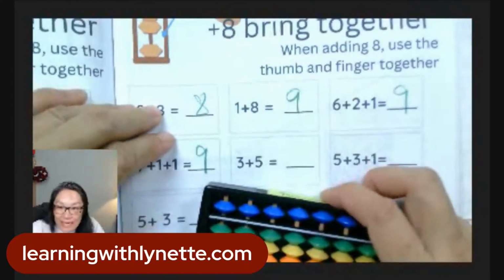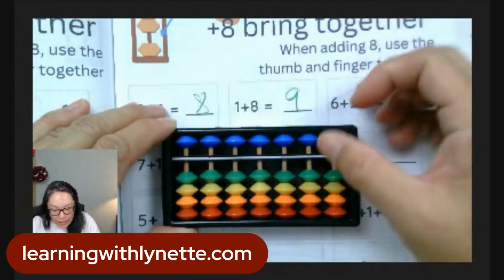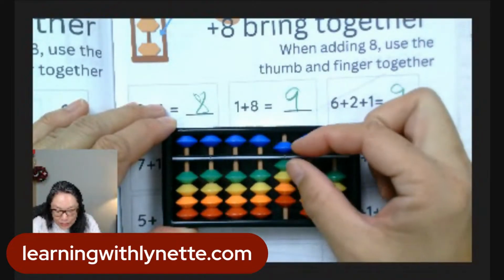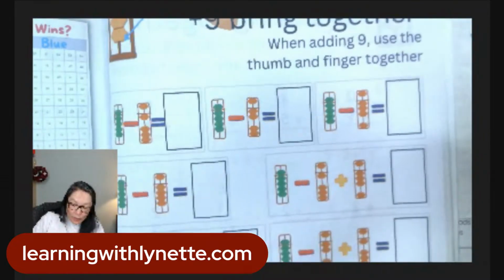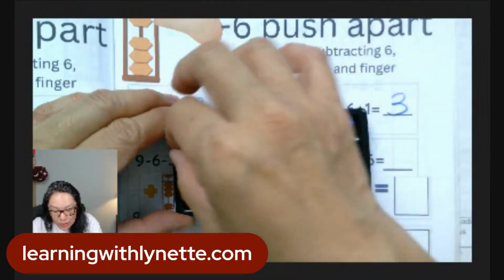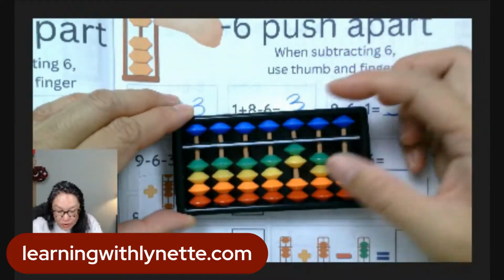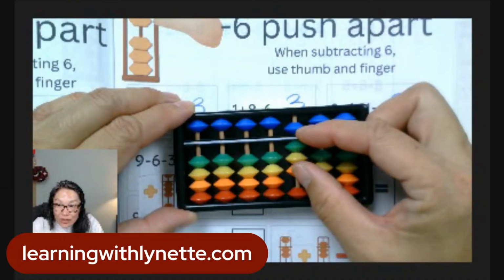So then 8 is the same, right? When we do 8, it's 1, and then we add the 8. And then we want to minus the 8. We go away from the horizontal bar. We have 9, it's the same thing. And then again, I showed you how to add the 6. So then what we're going to do is we're going to take away the 6. So if I have 2, I'm going to add the 6. When I want to take away, I'm going to remove it.